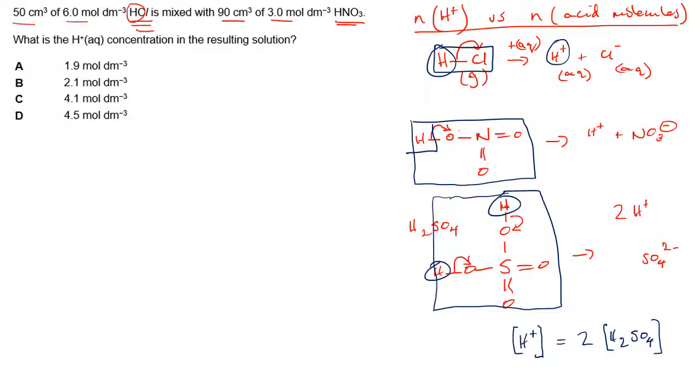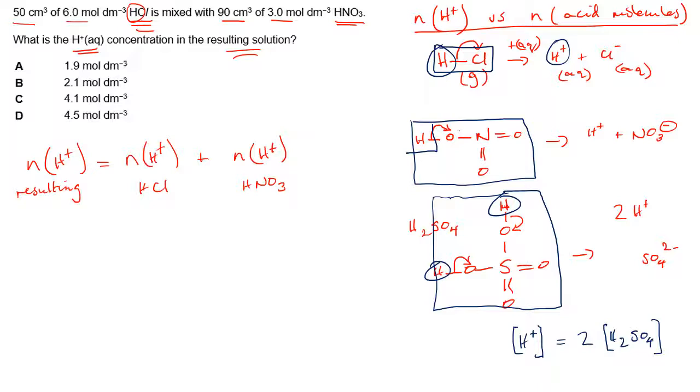All right, so the question is, what is the hydrogen ion concentration in the resulting solution after we've added these 2 acids together? So we have to work out the moles of hydrogen ions, and we'll write that like this. So the moles of hydrogen ions resulting is going to be the moles of hydrogen ions that came from the HCl plus the moles of hydrogen ions that came from the nitric acid, like that.